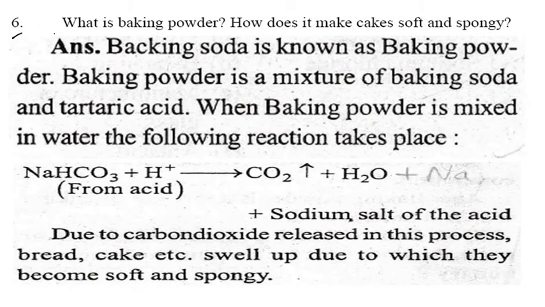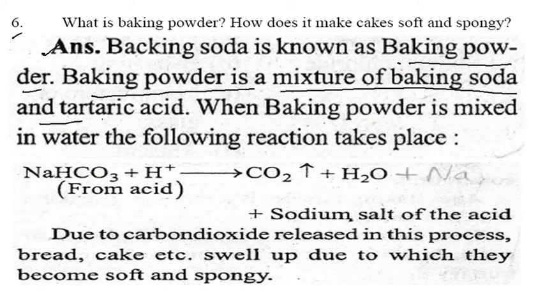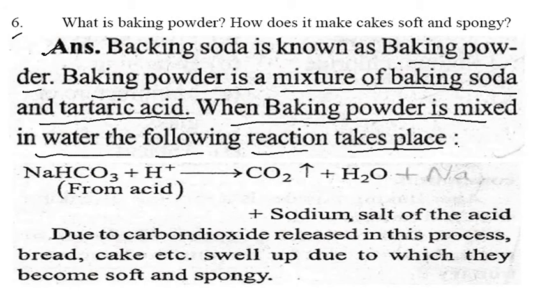Now come to the next question, question number 6. What is baking soda, and how does it make cake soft and spongy? So you can write the answer. Baking soda is known as baking powder. Baking powder is a mixture of baking soda and tartaric acid. When baking powder is mixed in water, the following reaction takes place. That is the sodium bicarbonate. When it reacts with acid, it forms carbon dioxide and water, and the sodium salt of that acid. Suppose it is HCl, so we can say it forms NaCl. So you have to write this one.